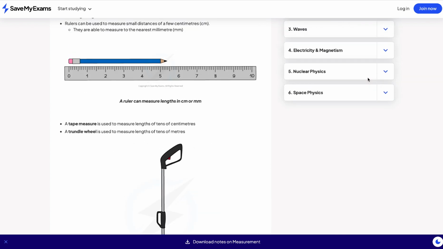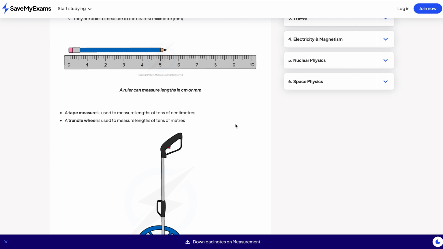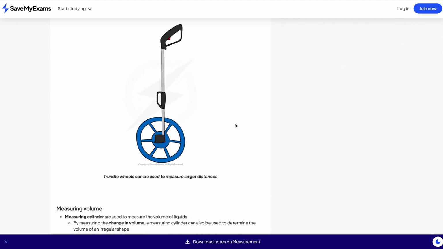So first of all, there are 4 instruments for measuring length. Measuring tape for measuring a few meters, meter rule for measuring a few centimeters, up to 1 meter. Then we have the vernier caliper for measuring the diameter of very small circular objects. Then a micrometer screw gauge for measuring the very small diameter of a tiny object like a wire. The thickness of a wire, the diameter of a wire.